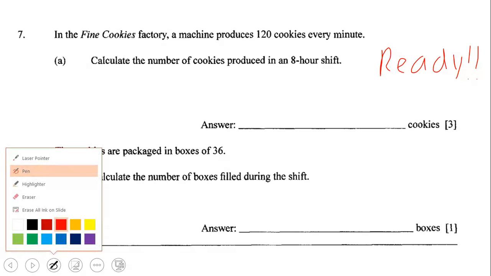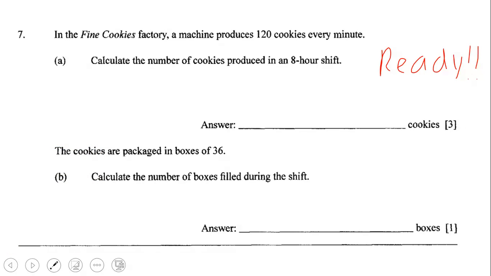We begin by reading the question. The question states the following. In the Fine Cookies factory, a machine produces 120 cookies every minute. A. Calculate the number of cookies produced in an 8-hour shift. The cookies are packaged in boxes of 36. B. Calculate the number of boxes filled during the shift.